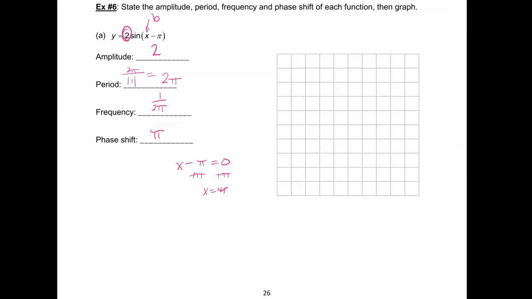So if I want to know the bounds of graphing, where do I start? Where do I end? You set the inside portion in your inequality, so 0 less than or equal to x minus pi, less than or equal to 2 pi, because normally we go from 0 to 2 pi for sine. For this graph, where I'm shifting it over, where do I actually start? Well, I have to solve for x inside the inequality, so I add pi to all sides, and then I go from pi less than or equal to x, less than or equal to 3 pi.